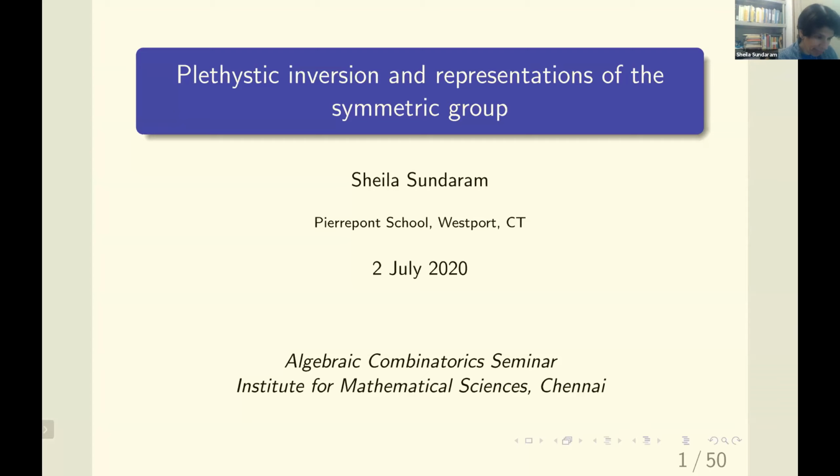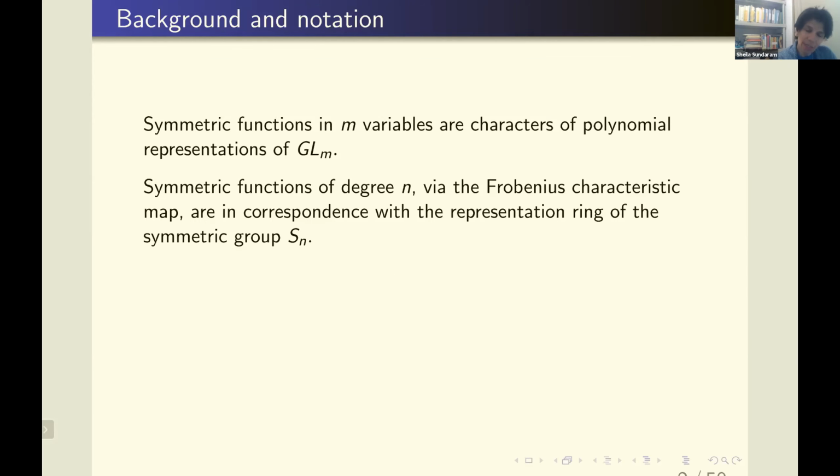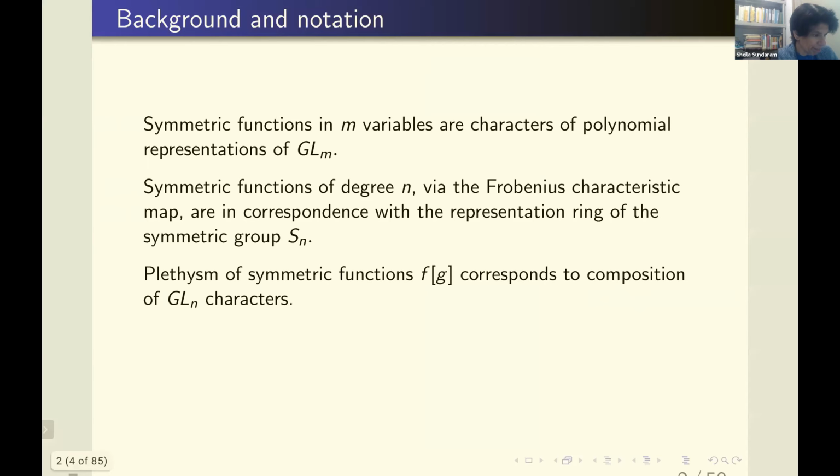So there's the title of my talk. I'm just going to go through some background. It's useful to have both points of view in mind whenever you see any sort of formula with symmetric functions. So plethysm, if you talk about GLn characters, then the easy way to describe it is as composition, just function composition. That's why I'm writing F square brackets G. I think Macdonald uses a little circle, so this just means F little o G, right?